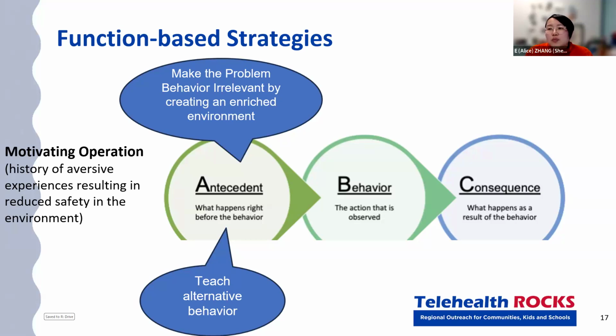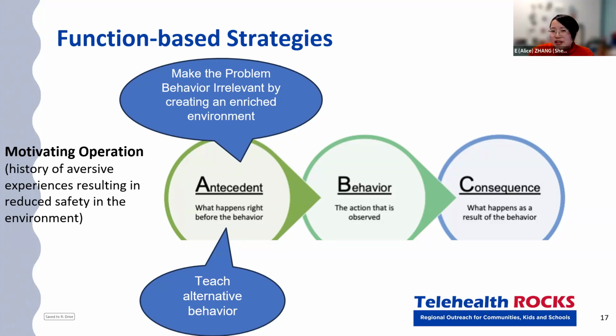So another way that we look at antecedent strategies is to teach alternative behavior, and I'm going to talk about some strategies. If we can teach kids how to get what they want and be able to ask and communicate, then they do not need to engage in challenging behavior to get that.